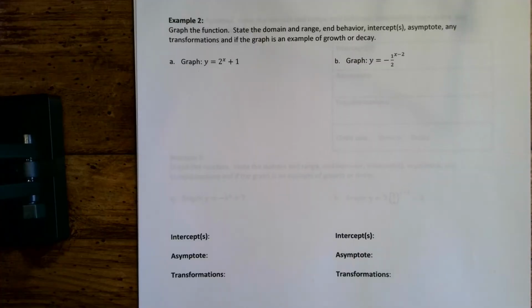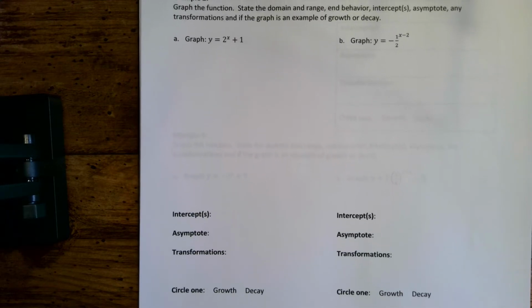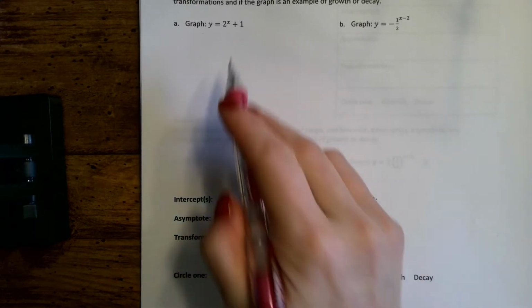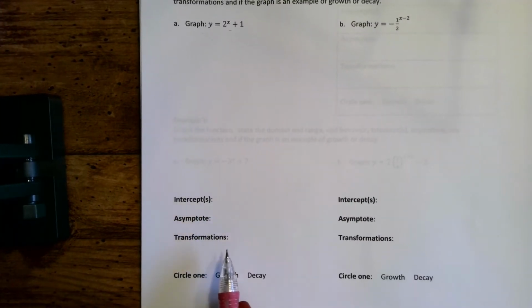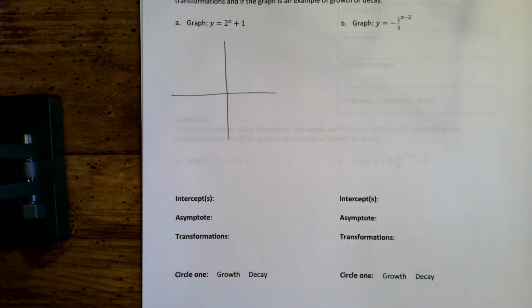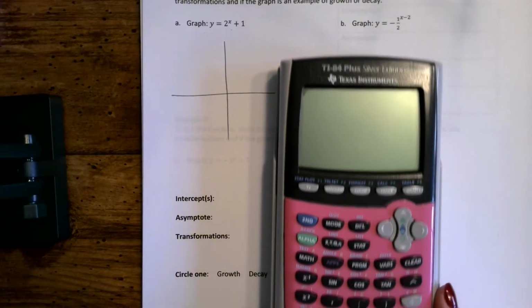These next couple examples are going to have us put together everything that we have learned. So we are going to graph the function that they give us here. We're going to write down our intercepts, our asymptotes, our transformations, and figure out whether it was growth or decay. I'm going to start with just drawing in my x and y axis. And when we're going to graph it, we are going to use our calculators.